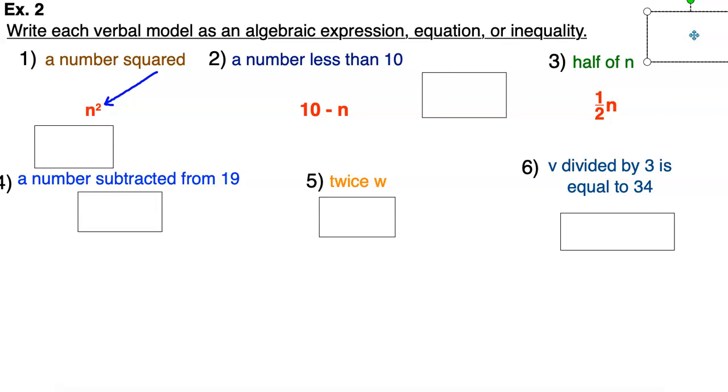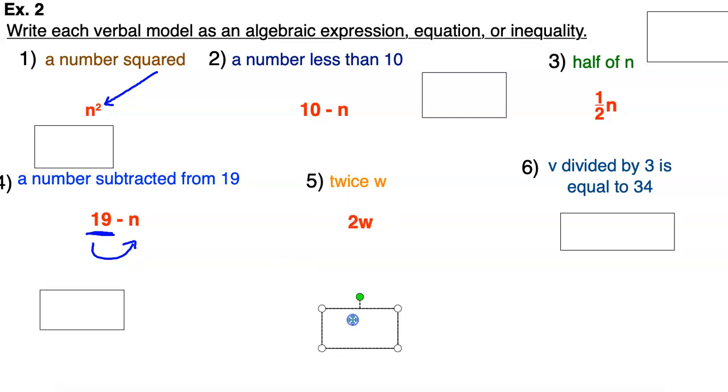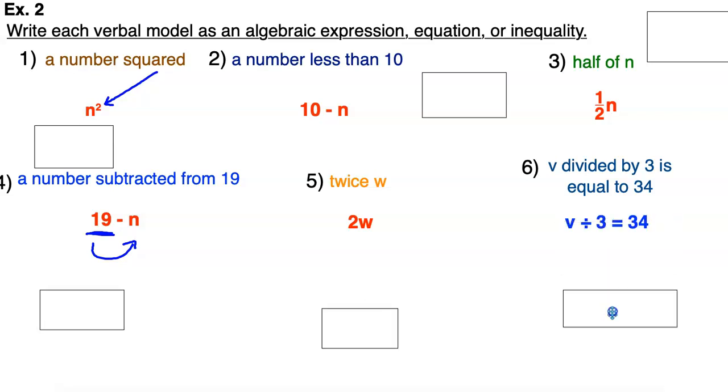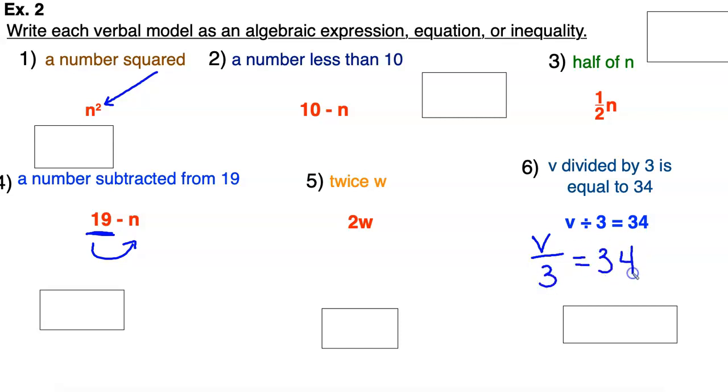of means times. A number subtracted from 19. Now notice on this one that the 19 is first, and then we subtract the number from that. Twice w, twice means to take it times 2. This one here says v divided by 3 is equal to 34. Another way that we might write this is like this. V divided by 3 is 34.